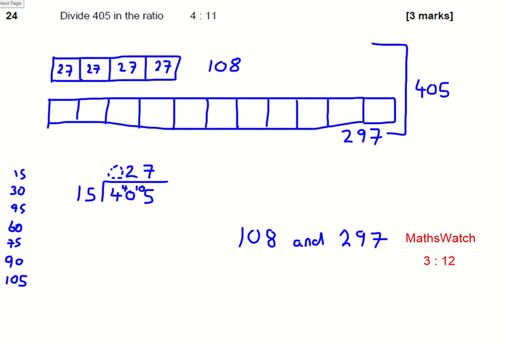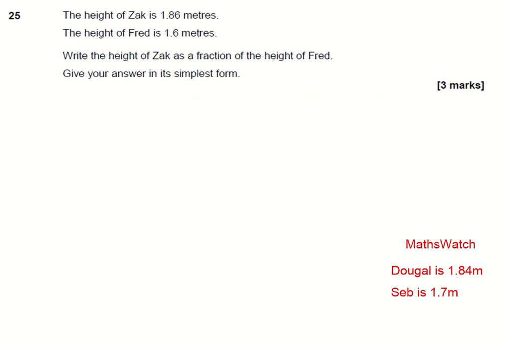Question 25. The height of Zach is 1.86 metres. The height of Fred is 1.6 metres. Write the height of Zach as a fraction of the height of Fred. Give your answer in its simplest form. Right, Zach as a fraction of Fred. So Zach is the fraction on the top, so that's 1.86. And Fred is the number on the bottom, which is 1.6. Write as a fraction like that, you've already scored 1 mark.